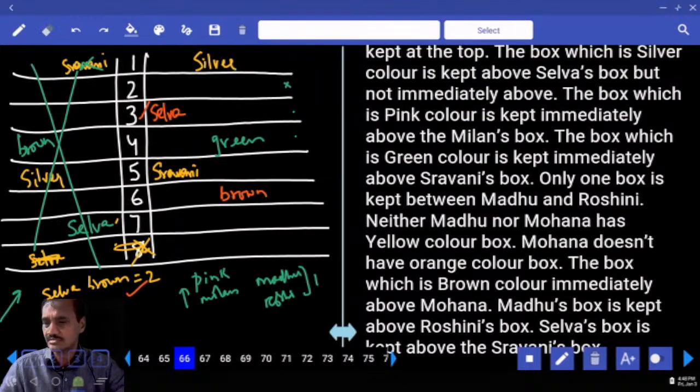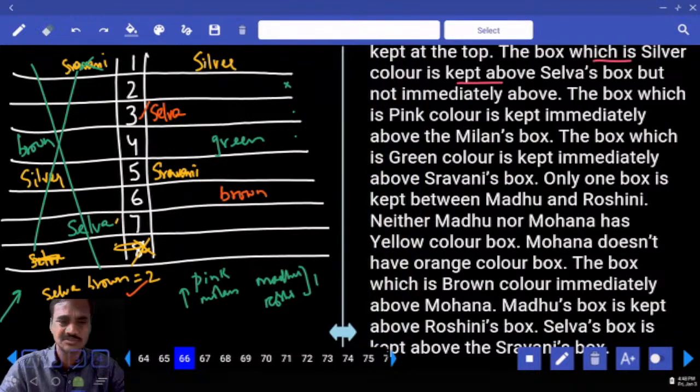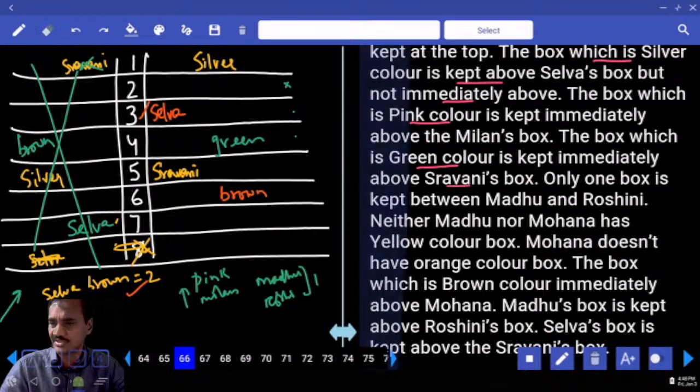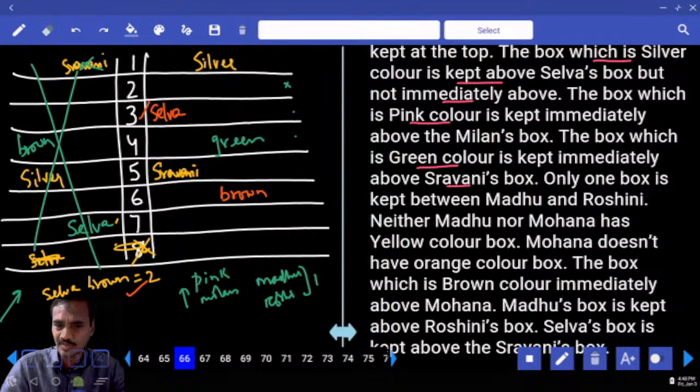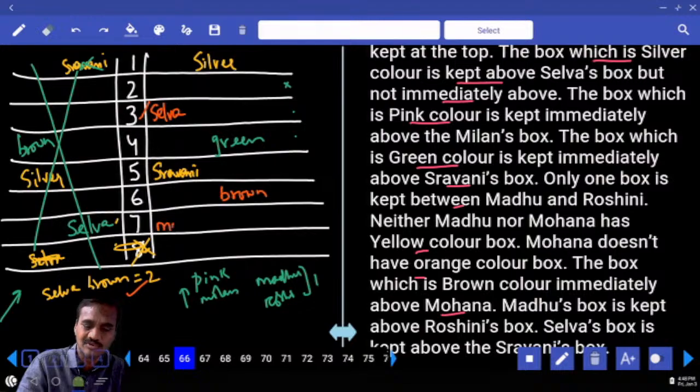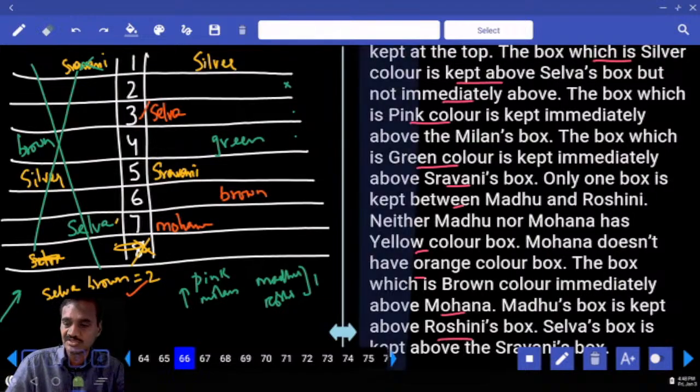The box which is silver is above Selva's box, above but not immediate. Pink is immediately above melon, and green is kept immediately above Shravani. There is only one box between Madhu and Roshni. Neither Madhu nor Roshni has yellow, and Mohana does not have orange. Brown is immediately above Mohana. And Mohana is here. Brown is immediately above this Mohana. And Madhu's box is above Roshni.